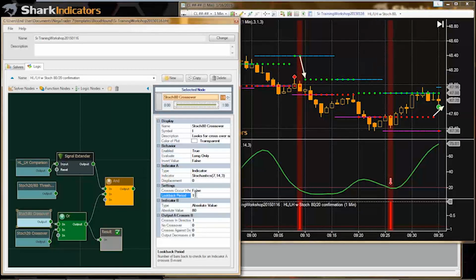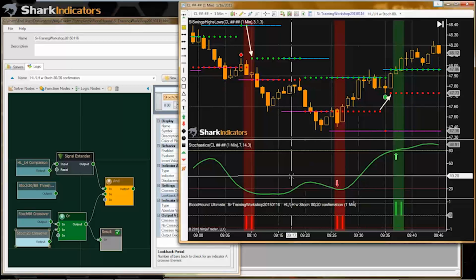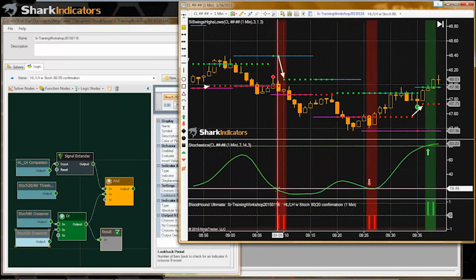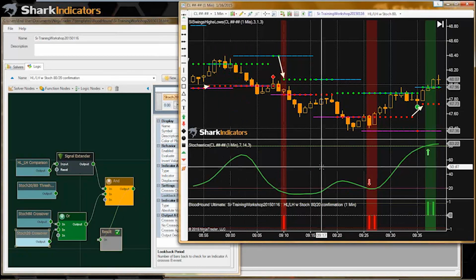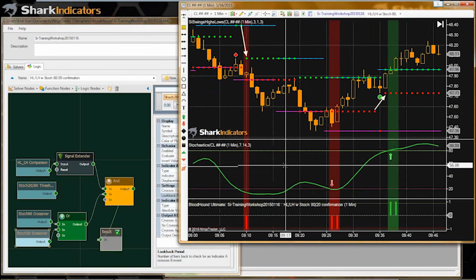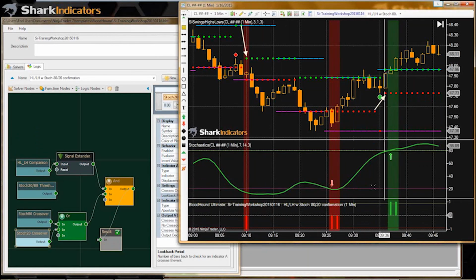Let's see. I could, in the crossover solvers here, so both of these crossover solvers, I have this look back period. I could set that to 2 on both of these. So we get 2 bars now for every crossover. So that might take our crossover and extend it forward enough to give us a signal. Yeah, there we go. However, now we can see that sometimes we're getting 2 signals in a row.